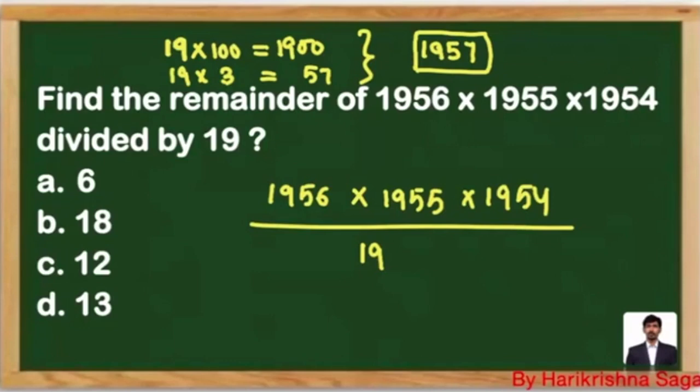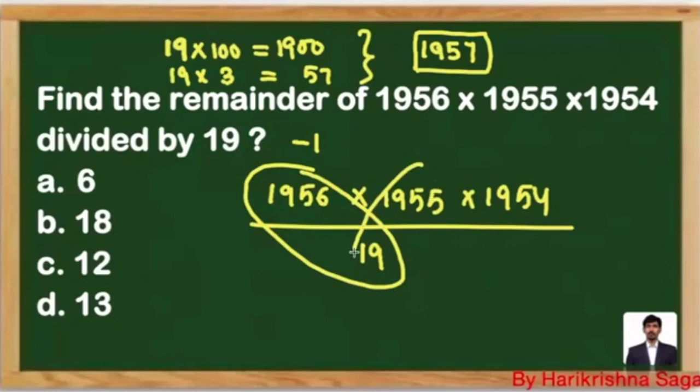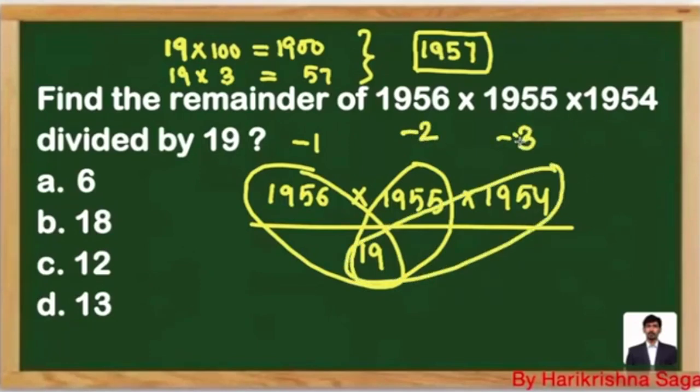సో పోదు. రిమైండర్ ఎంత వస్తుంది? రిమైండర్ 18 రావచ్చు, లేదంటే నెగిటివ్ రిమైండర్ చాలా ఈజీ కదా తీసుకోవడం. 1956 by 19 ద నెగిటివ్ రిమైండర్ ఈస్ -1. ఎందుకంటే 1957 కంప్లీట్ గా డివిజబుల్ కదా. 1956 అంటే 1 less than that కదా. సో -1 is a negative remainder. What is the negative remainder in this case? -2. What is the negative remainder in this case? -3. What is the product of all these numbers? So -1 into -2 into -3, I am getting negative remainder of -6.